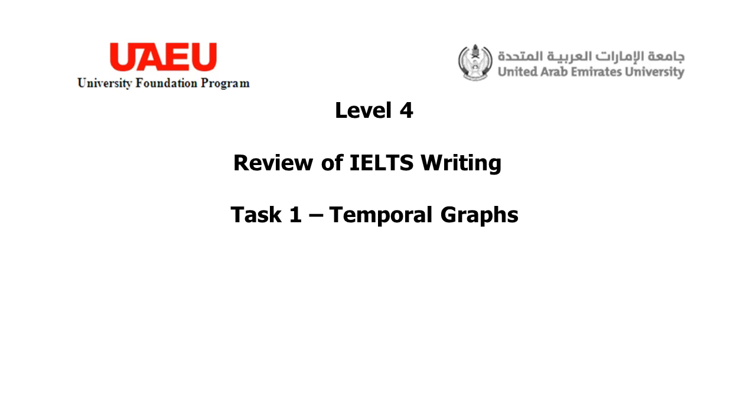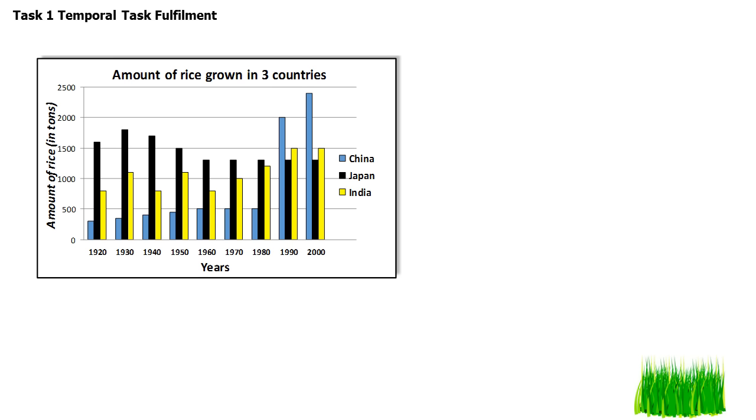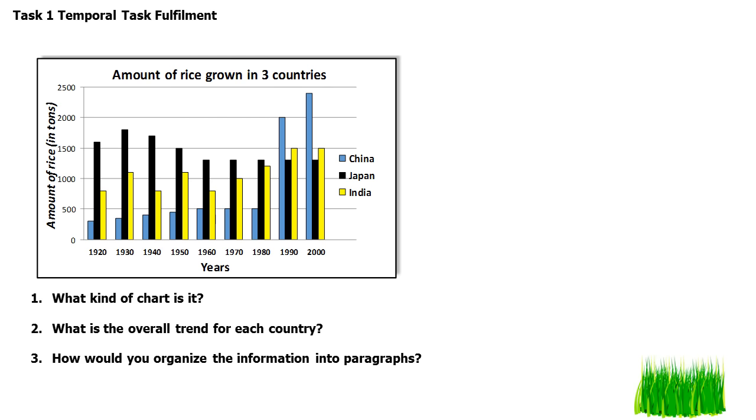Welcome to the Level 4 review of IELTS writing, focusing on Task 1 temporal graphs, or change over time. When we look at the graph, we need to consider three basic questions. We can see that this is a bar chart, and when we look at the overall trend for each country, we look at the beginning, and again we look at the ending. What is the difference between them?